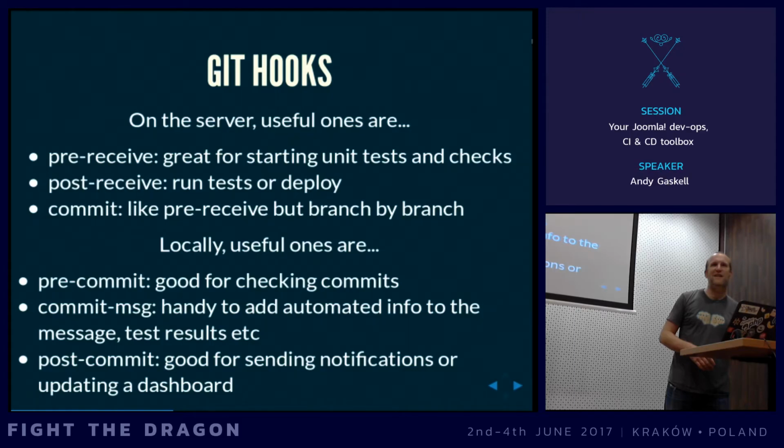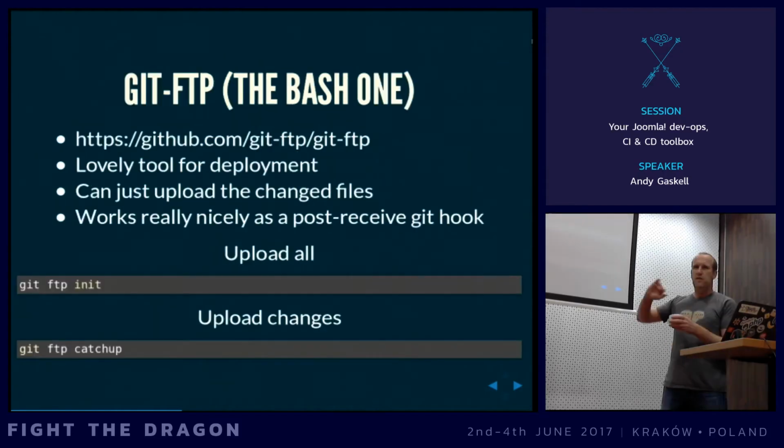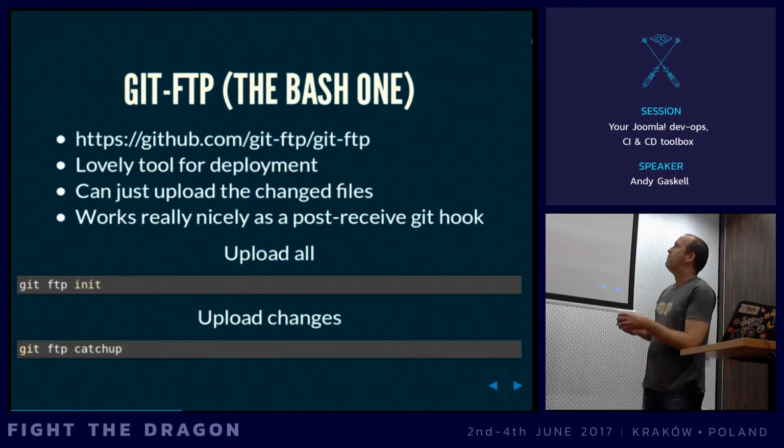Another useful thing, often used in conjunction with Git hooks, is Git FTP. It's really confusing: there are two different Git FTPs. One's a Python script and the other's a Bash script. I've never used the Python one, it's probably fine, but the Bash one's the one I use. You set a config file and it does the FTP stuff for you. It's nice because if you use Git FTP init, it FTPs up everything.